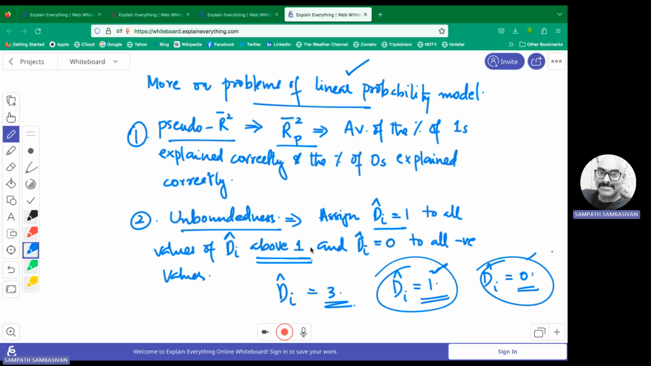Now we will see an example in the upcoming recording. That will complete our discussion related to linear probability.